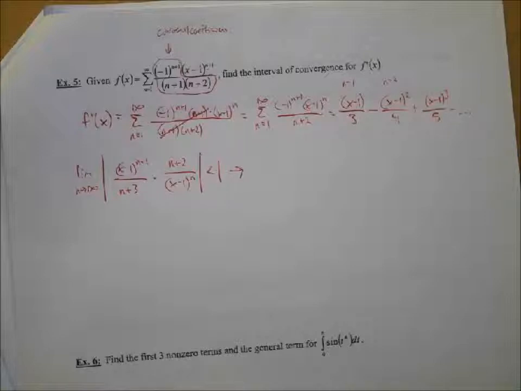What's this going to approach as n goes to infinity? Infinity over infinity, which is indeterminate. If you take the derivative, it'll be 1 over 1. So this is really going to go just to x minus 1. You can then drop the limit at this point and say absolute value of x minus 1 is less than 1, and proceed from there.